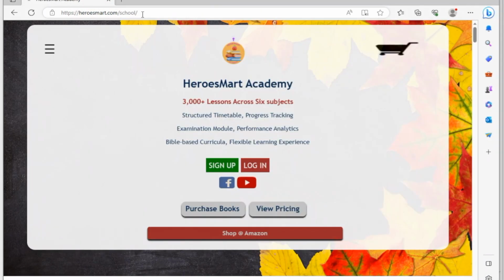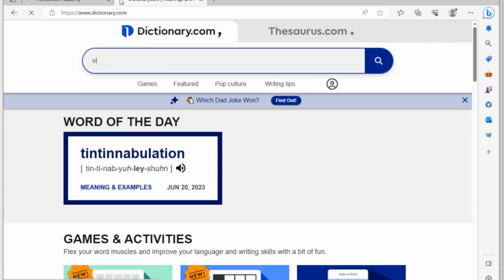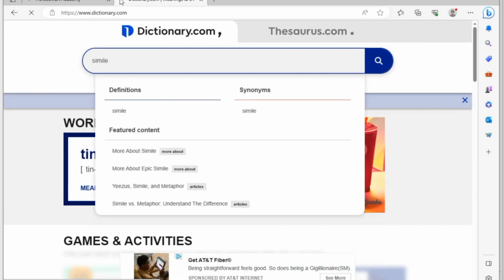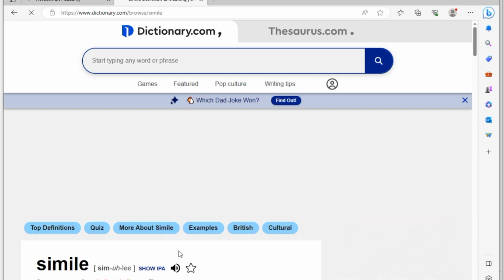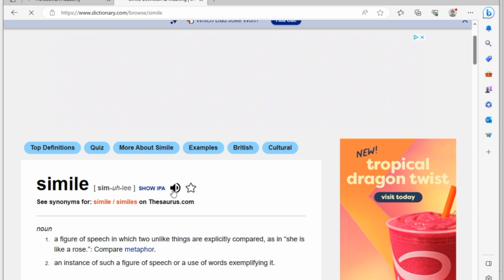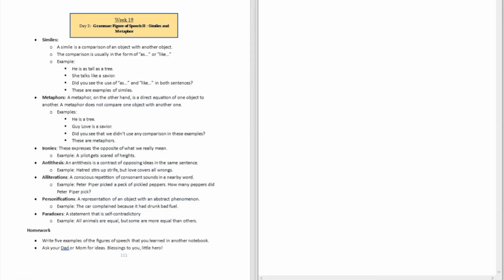And then we're gonna go to our dictionary. So you type in dictionary.com and you type in simile, and then you are going to click on that button over there. Simile, okay, so it is called simile. Alright, so what is a simile? A simile is a comparison of an object with another object. The comparison is usually in the form of as or like.